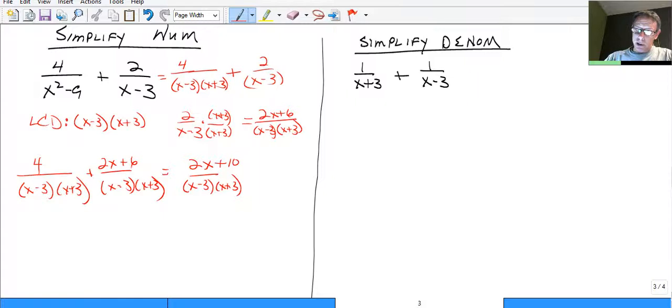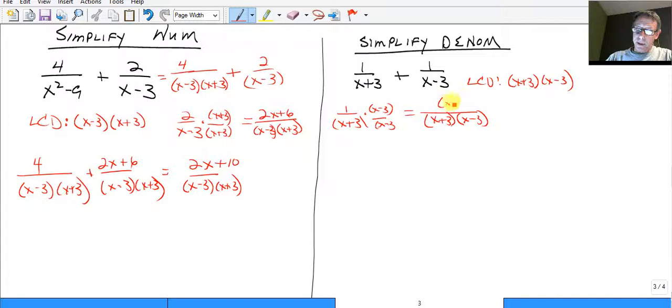The LCD of this is going to be (x + 3)(x - 3). So I think we can convert to this new LCD pretty easily. So we've got the term 1 over x plus 3. It needs to become a new term with the denominator x plus 3, x minus 3. So it's going to have to multiply times (x - 3) over (x - 3). Okay, so that's the first term.